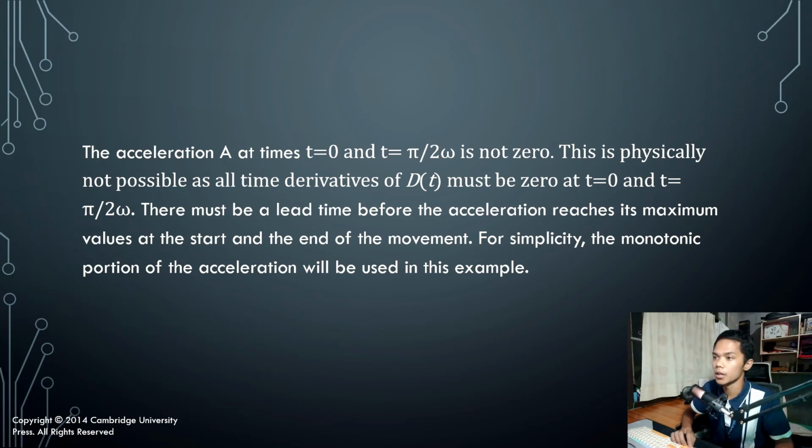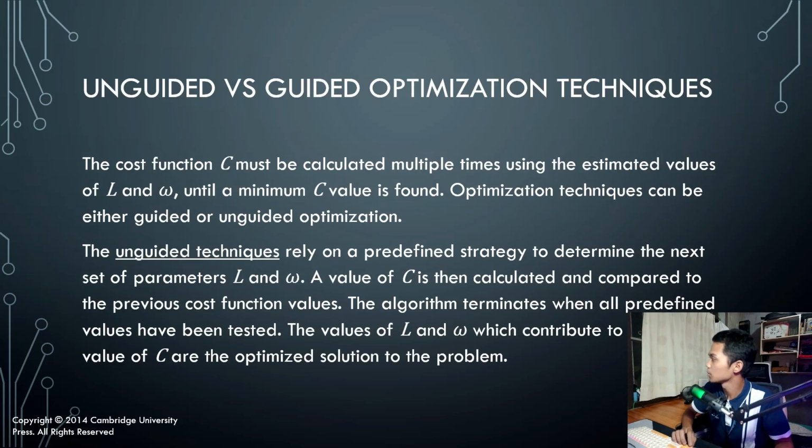The acceleration a at times t equal to 0 and t equal to pi over 2 omega is not 0. This is physically not possible, as all time derivatives of d(t) must be 0 at t equal to 0 and t equal to pi over 2 omega. So there must be a lead time before the acceleration reaches its maximum values at the start and at the end of the movement. For simplicity, the monotonic portion of the acceleration will be used in this example.